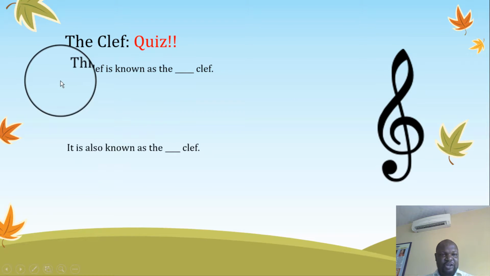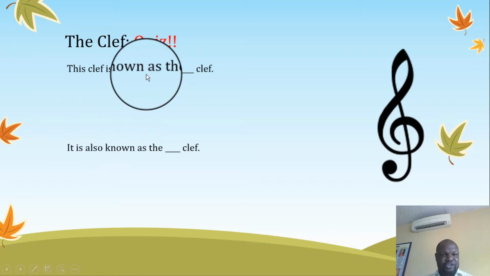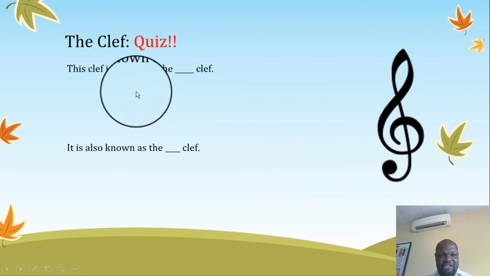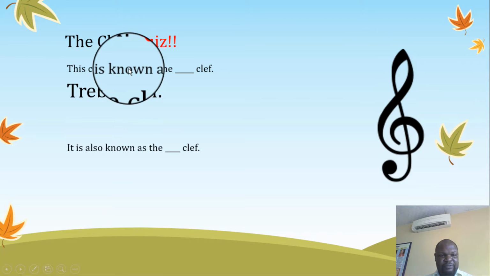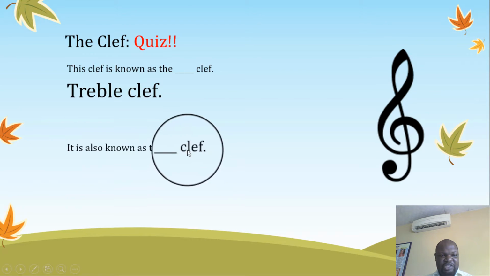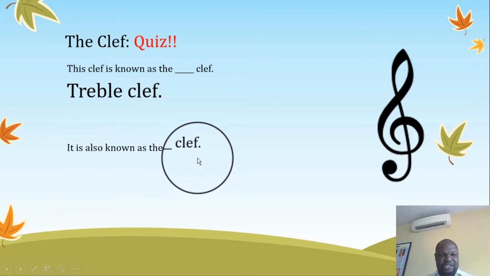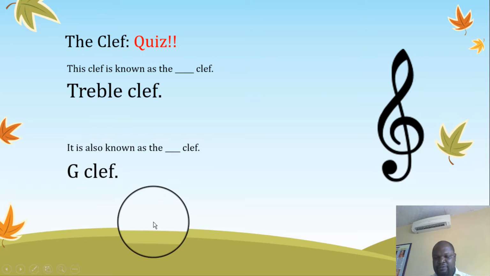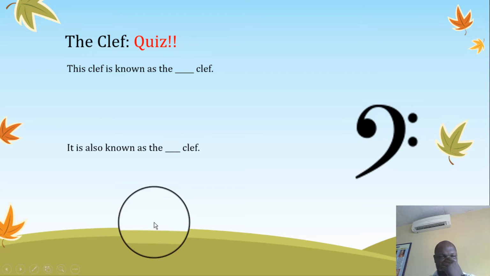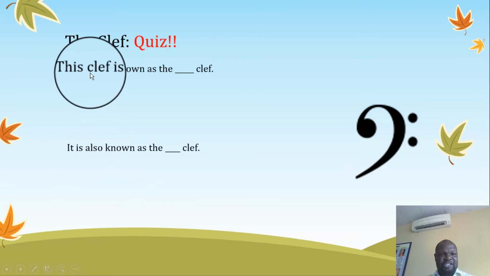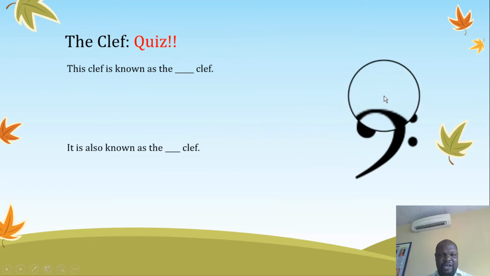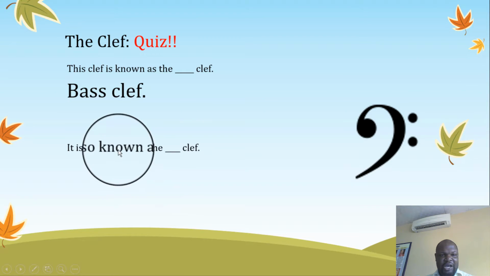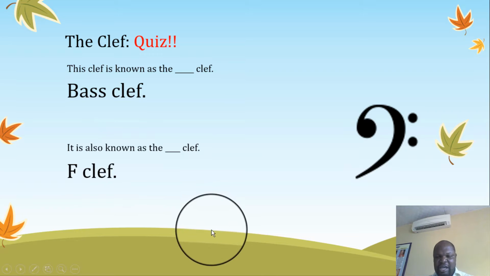This other question says this clef is known as the dash clef. This clef right here is known as the treble clef. The second question says it is also known as the dash clef. This symbol is also known as the G clef. Good job, well done. Another quick question says this clef is known as the dash clef. This clef right here is known as the bass clef, and it is also known as the F clef.